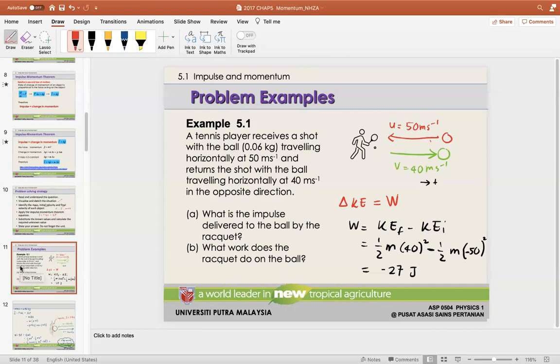Dia nak work dekat racket ke dekat ball? What work does the racket do on the ball? Oh, good job. What work does the racket do on the ball? So the ball had the energy, so it loses energy. So if it loses energy, so the racket is increasing in energy. Good job.